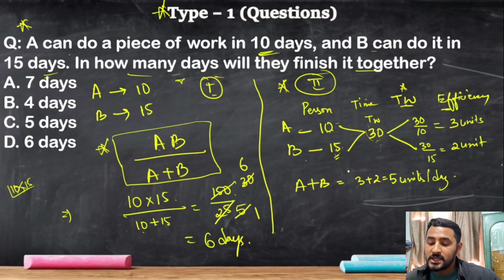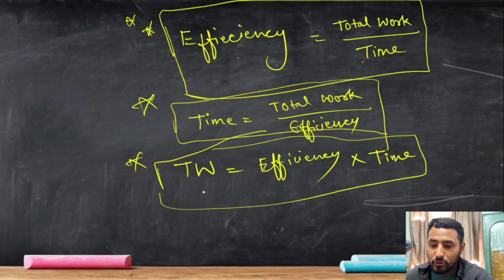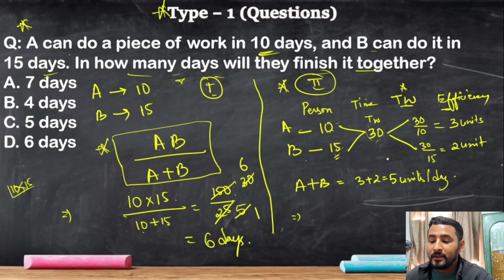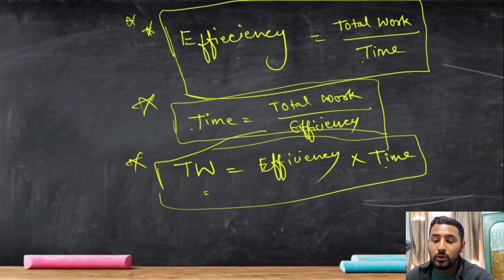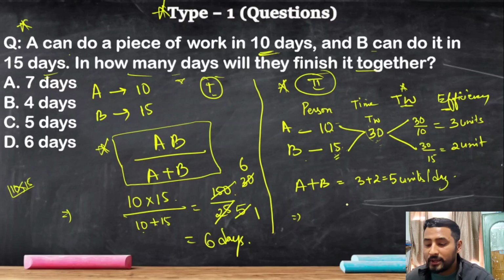So our total work is how much? It is 30. As I have given the formula, total work is efficiency into time. Now we need to find the days. So what was our formula? Days equals total work by efficiency. Remember this formula. Our efficiency is 5 if they both are working, and our total work is 30. So days equals time, total work by efficiency. So you'll get how much? 5 into 6.